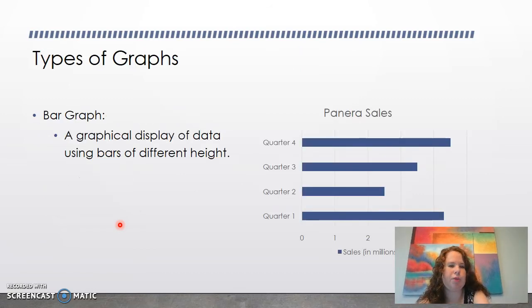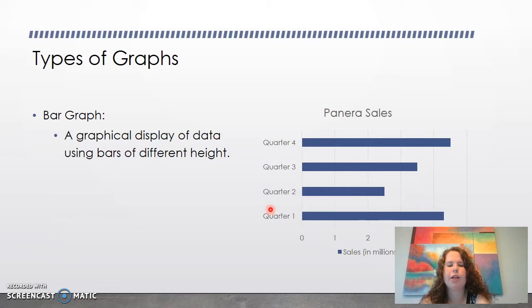Different types of graphs. So we have a bar graph. A bar graph is a graphical display of data using bars of different height. So in this one, it's actually a sideways bar graph. So the bars depict sales in the millions for Panera.